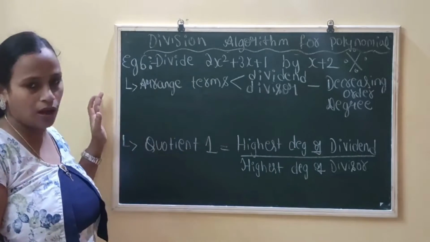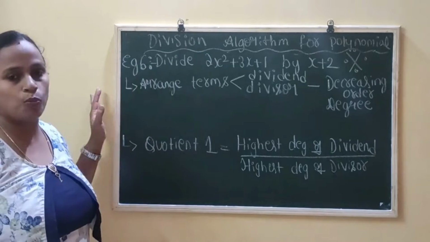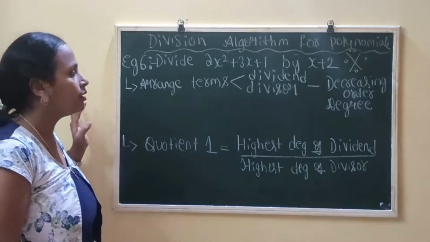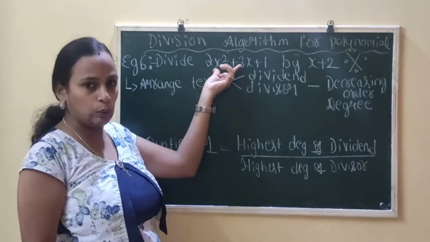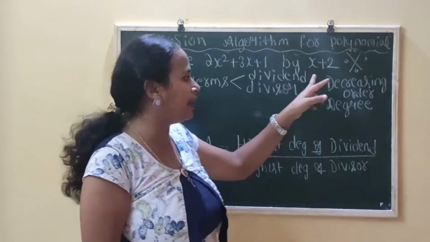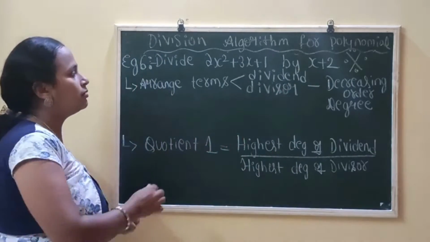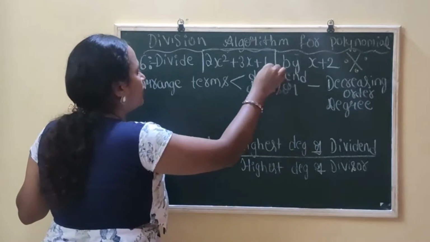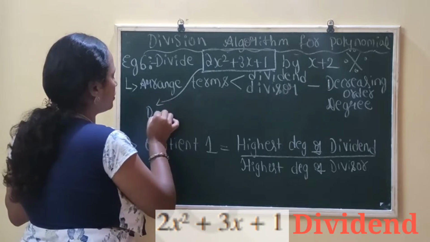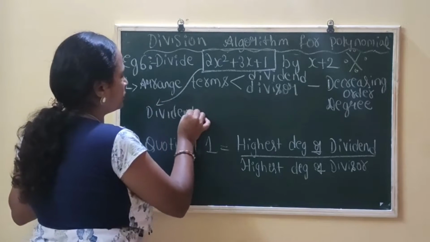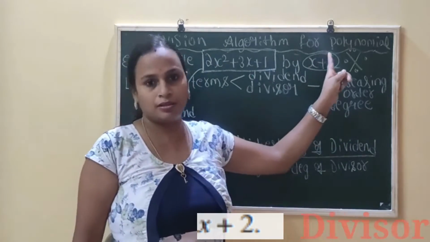In order to do this, you have a few algorithm steps of division for polynomials that we are going to discuss now. Before proceeding, let it be clear: in these two polynomials, the quadratic and the linear, which is the dividend and which is the divisor? This is the dividend, and this will be the divisor.